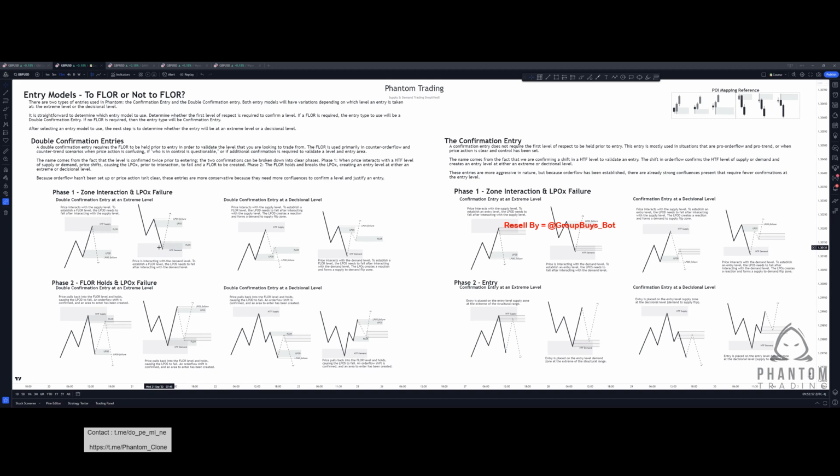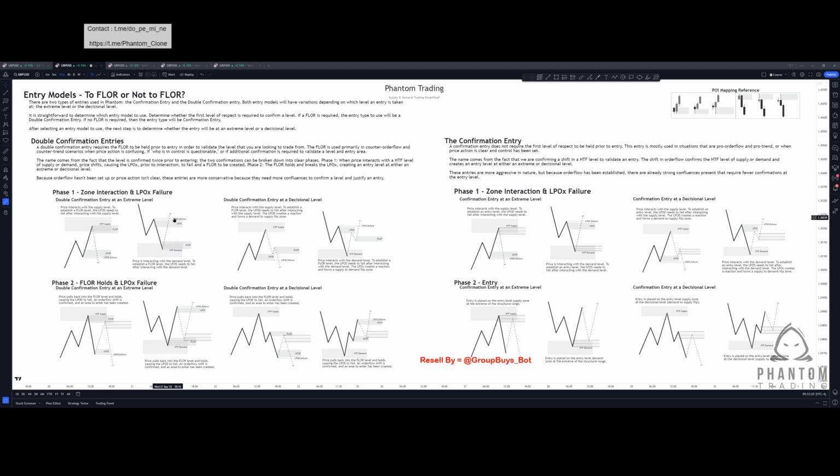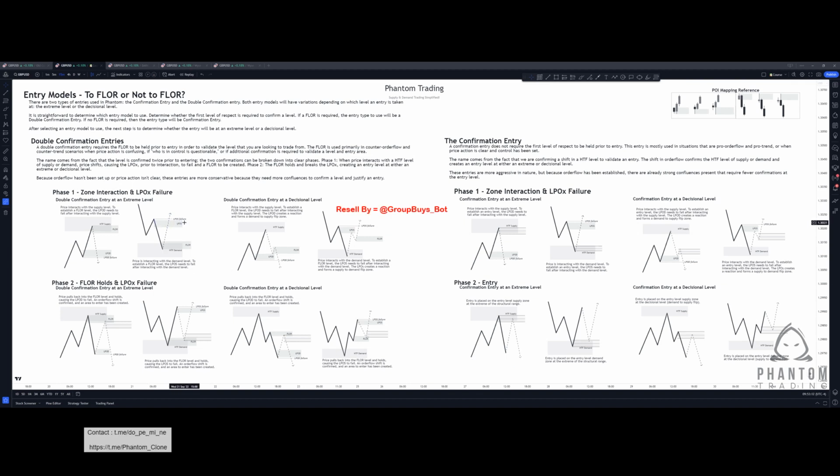What we're now expecting, if we are to have a double confirmation entry, is we want to see a floor get established or an order flow shift begin. We need to see price react off of the higher time frame demand level, breaking and causing the last point of supply to fail. When this last point of supply fails, we establish our floor demand level. And when this happens, we can move to phase 2.